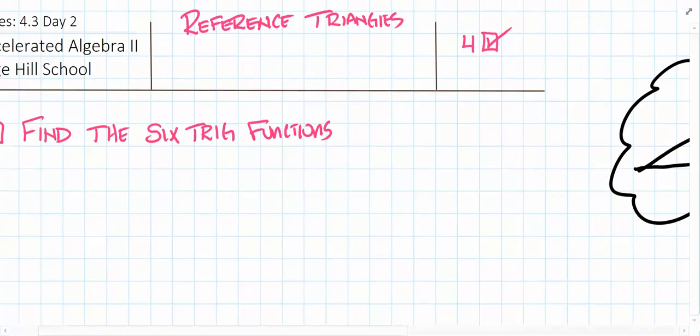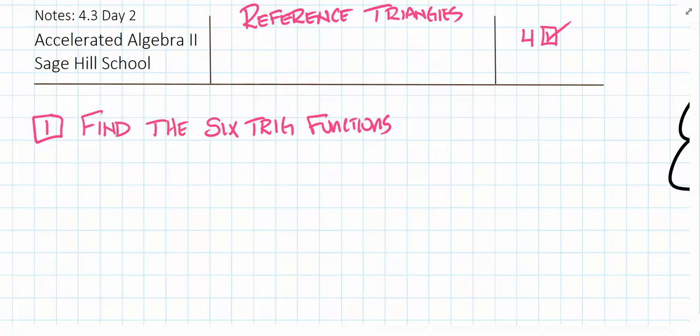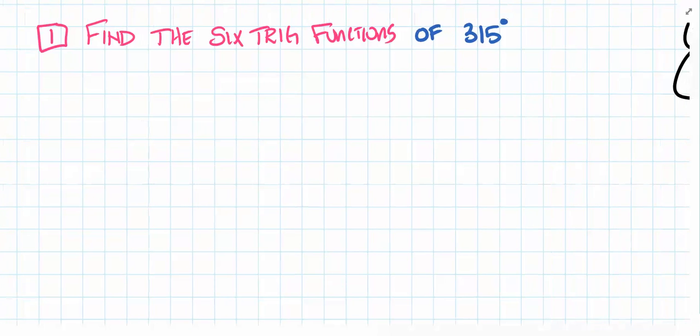So let's go back over here, and let's begin here. I want to find the 6 trig functions of just 315 degrees. Of 315 degrees. Okay? So here's how I like to teach this. I first like to actually draw the angle of 315 degrees in standard position. So what quadrant will I end up in?